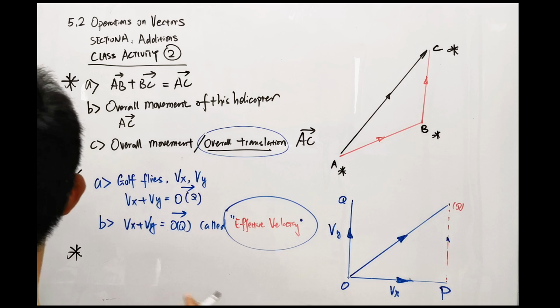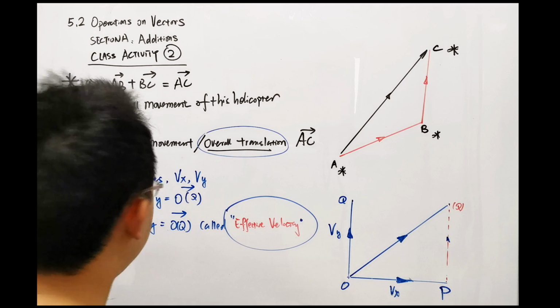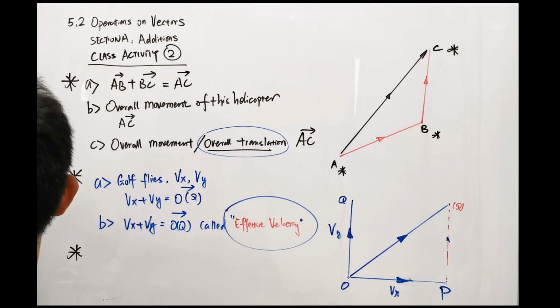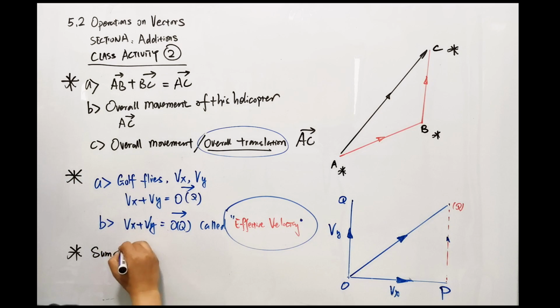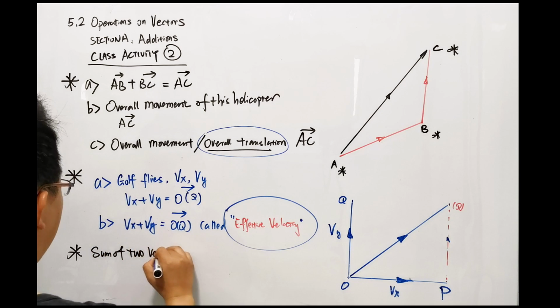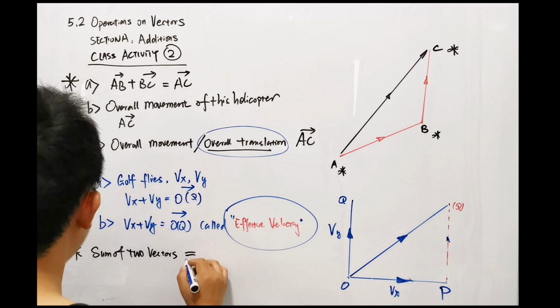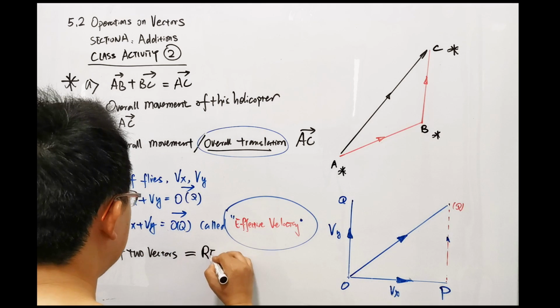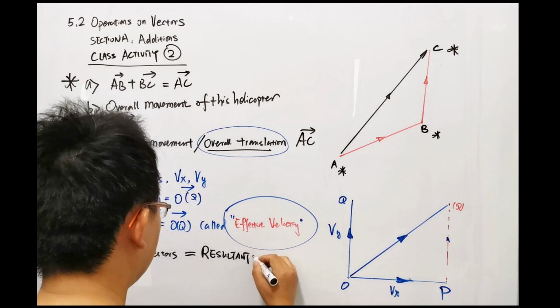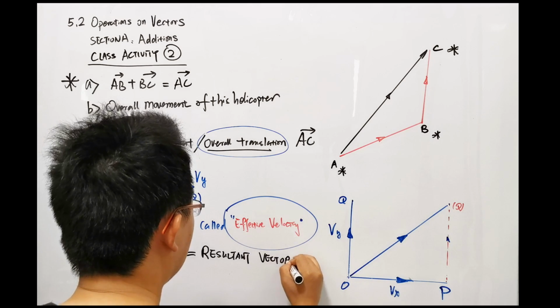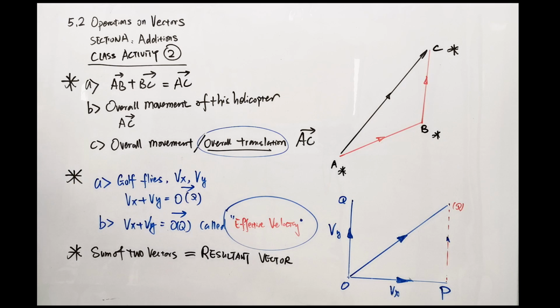So when we take the sum of two vectors, we give it a name. We call it the resultant vector. We call it the resultant vector of these two. So for example, here we have some examples. Just now we'll talk about some examples.